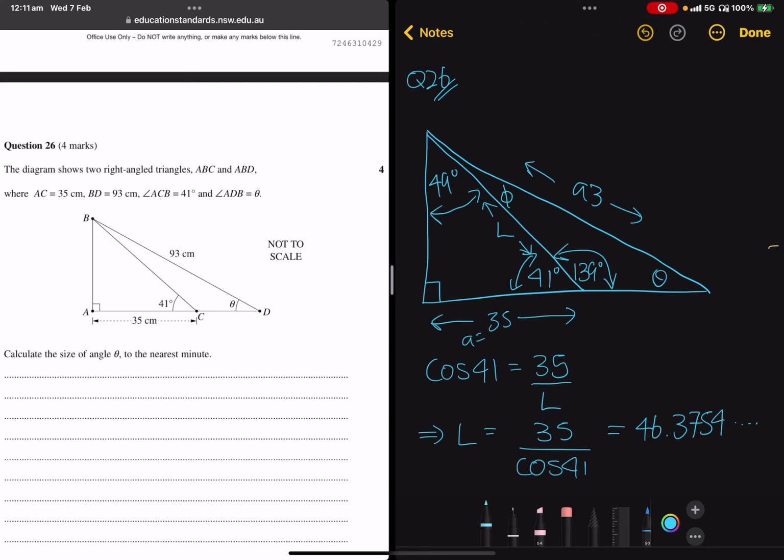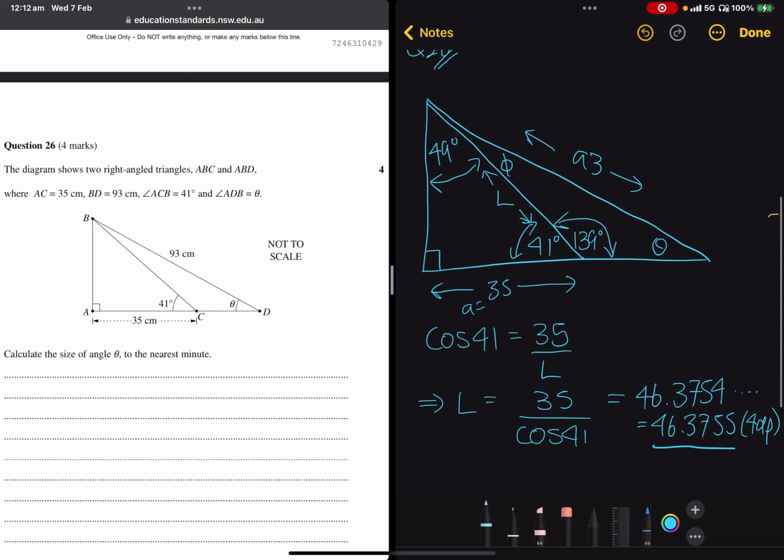46.3754... and we can just use 46.3755. So we'll say this is 46.3755 when rounded to 4 decimal places. Because this is a number we're using in our working, it's better to keep it to more decimal places rather than less, because we need the answer to the nearest minute.